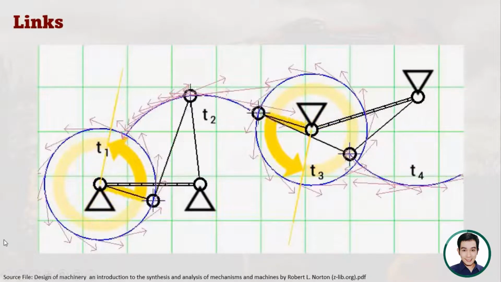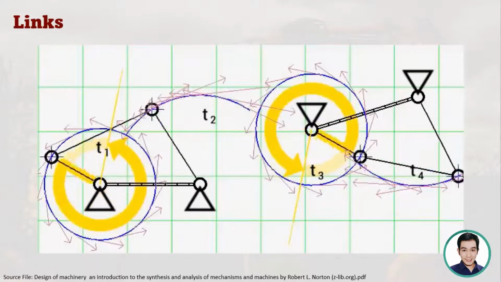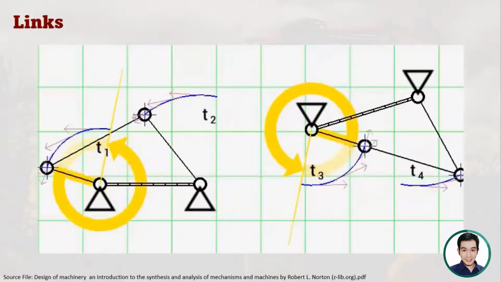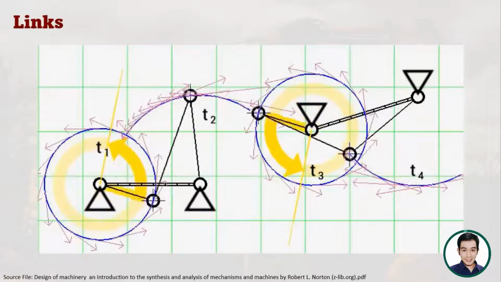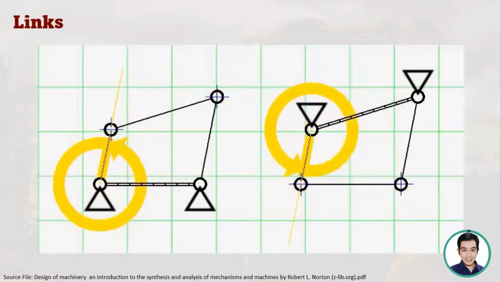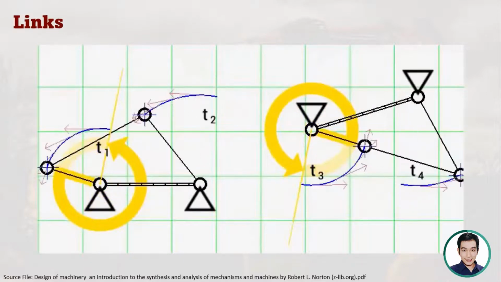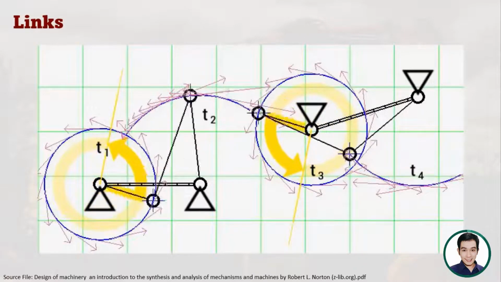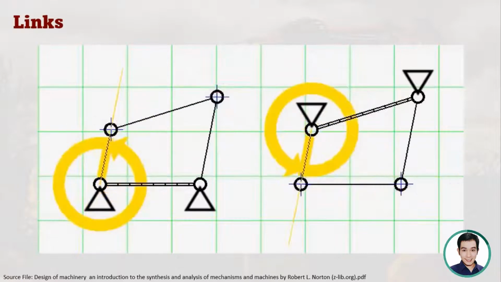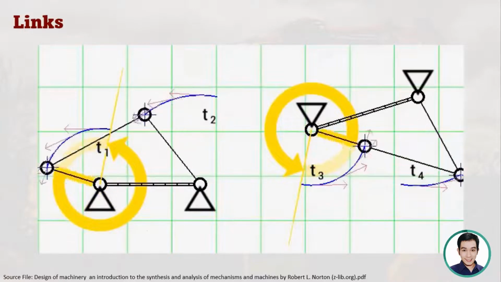So you can see here that the link that is ground does not move at all. The link that is the crank, it rotates. Then we have the rocker, it oscillates. Then we have the coupler, it has a complex motion, as you can see here. So in this animation, you can also see the path of the crank and the rocker. You can see that as the crank rotates, the rocker oscillates because of their connection.